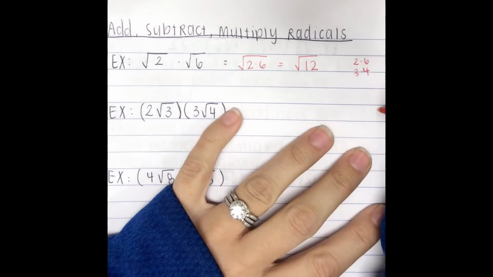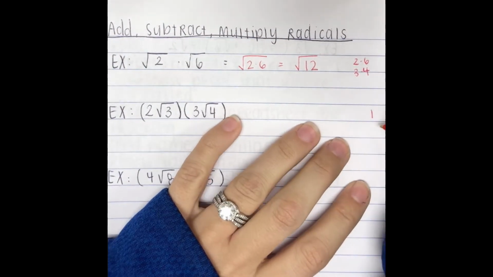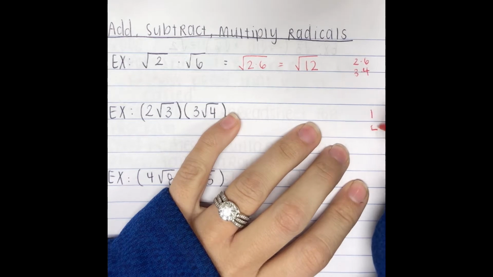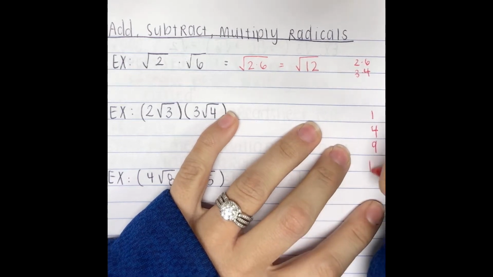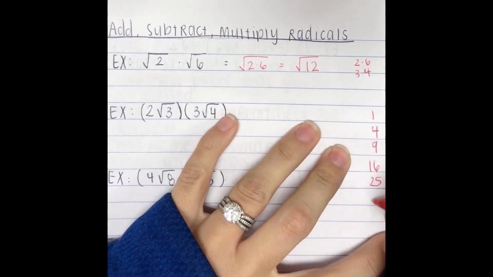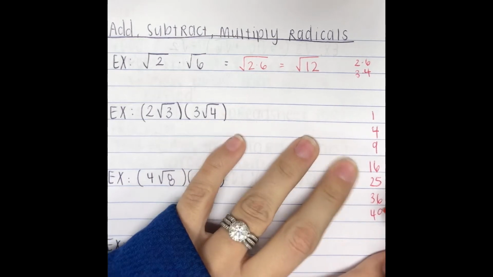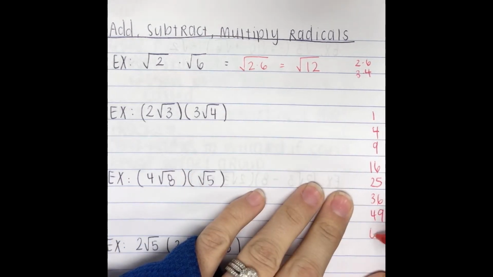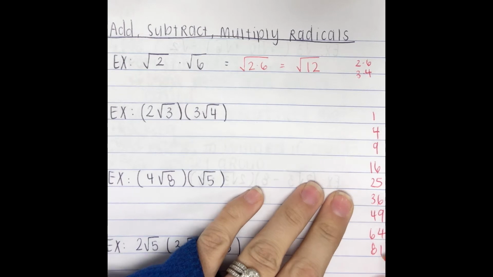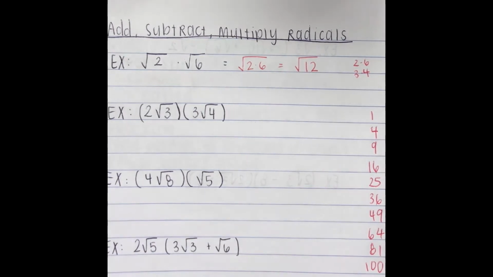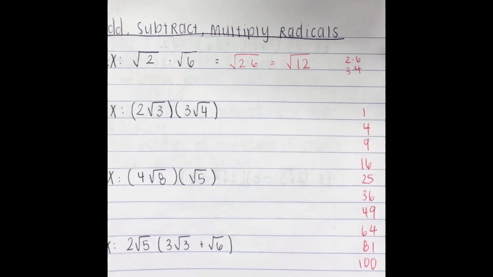If you need a list of some of the perfect squares, 1 times 1 is 1, 2 times 2 is 4, 3 times 3 is 9, 4 times 4 is 16, 25, 36, 49, 64, 81, and 100. Okay? So our greatest perfect square, these are all our perfect squares, would be 4. Okay, perfect squares are numbers, remember, that you can take the square root of and get a whole number.